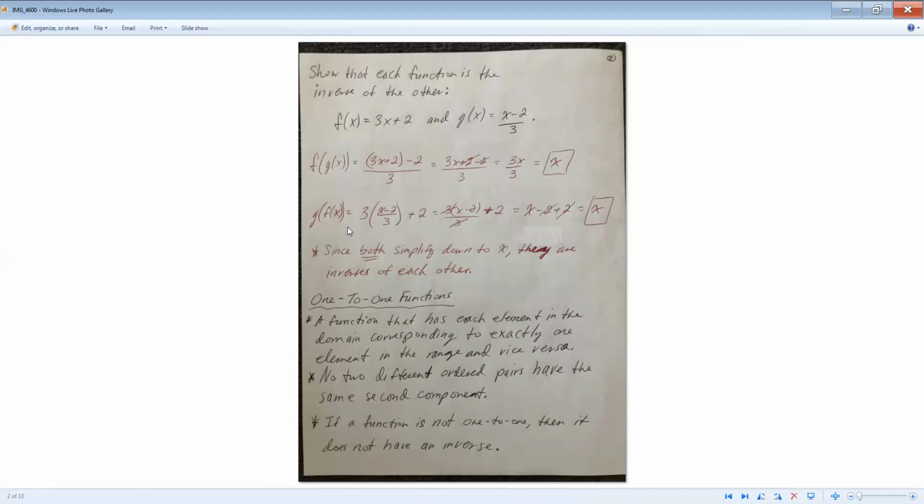Next, we will talk about one-to-one functions. A function that has each element in the domain corresponding to exactly one element in the range, and vice versa, will be considered a one-to-one function. So it means no two different ordered pairs have the same second component.